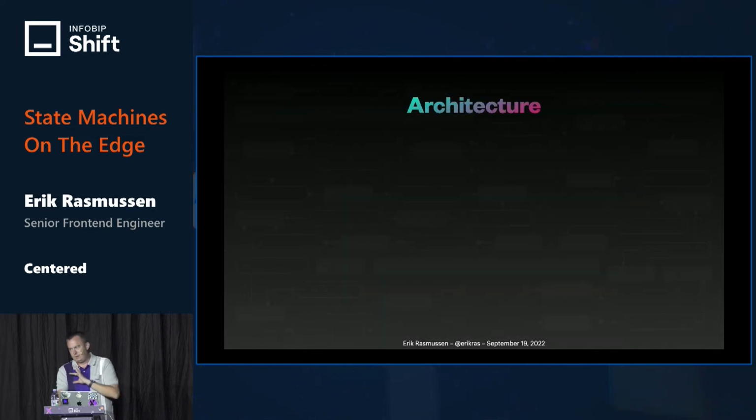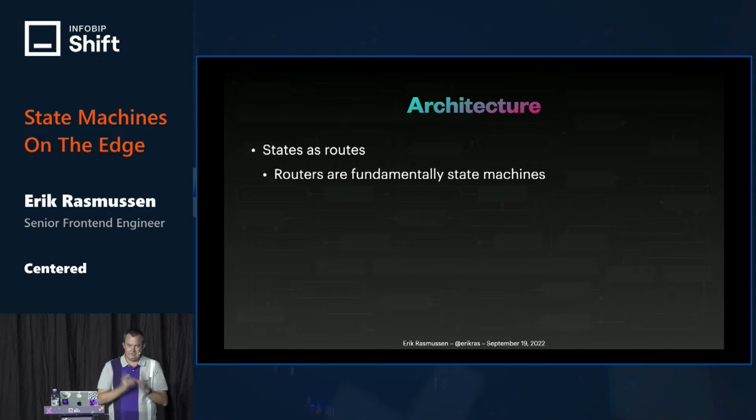So let me talk a little bit about the architecture of what I'm going to demo here. States as routes. Now, if you think about it, routers are fundamentally state machines. You go to a web page and you're on the route /, and if you click a link, that's an event that transitions you to another route, another state. If you hit the back button, then you're going to go back to the other state. So your router really is moving you between these different finite states. You're never in more than one route at a time.